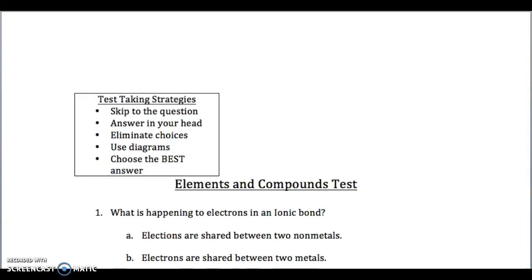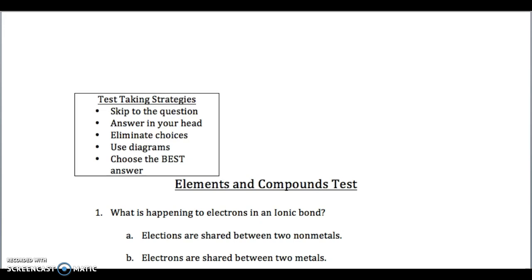You are about to take the Elements and Compounds test. There are some test-taking strategies at the very top left corner. The first one actually means two different things. It says skip to the question. On some of these questions, there are pictures and charts. Go ahead and skip straight to the question instead of looking at the chart and trying to figure out what's going on there first. You need to know what the question is before you actually look at the chart.